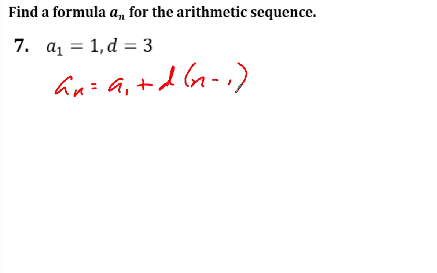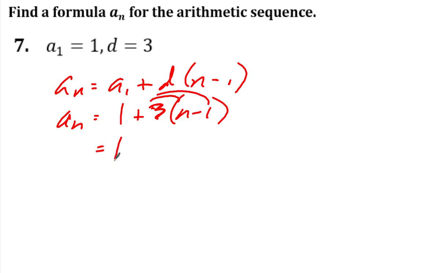Right here they give you all the information you need. So a sub 1 is 1, common difference is 3, and you're going to include n minus 1 because we're coming up with the formula for this. And remember, each term is a function of its position, thus n is going to be part of the formula. So I'm going to distribute this to each one of these, so it's going to be 1 plus 3n minus 3. So a sub n equals 3n minus 2. Okay, so that is our formula.